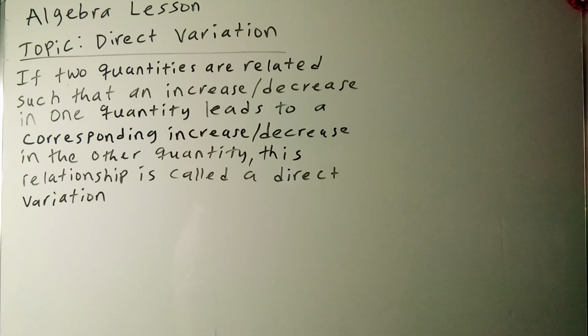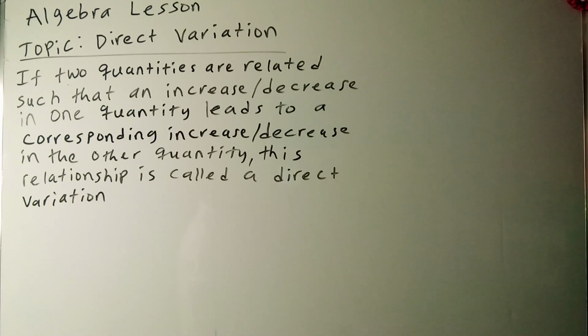So take for example the salary of an employee who works for a certain period of time. If that employee works for a longer period of time, his salary will increase, and if he works for a shorter period of time, his salary is going to decrease. So the number of hours you work along with your salary, these two quantities vary directly.